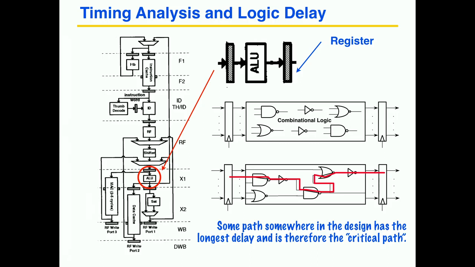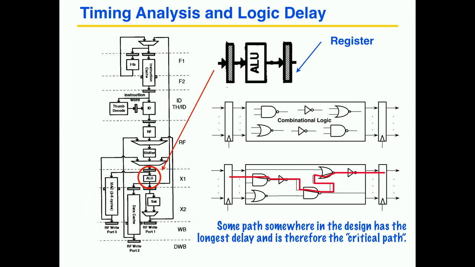As I said, there are a lot of paths in this design. There's a path from here to here, path from here to here, path from here to here, and other paths. Here's a feedback path from this register through all that, all the way back into that register. So there's a bunch of paths to be enumerated to figure out which one has the longest delay. Some path somewhere in the design has the longest delay, and that's what we call the critical path.